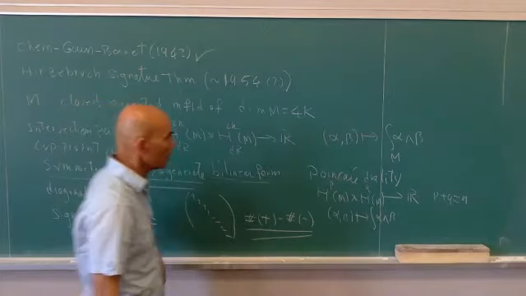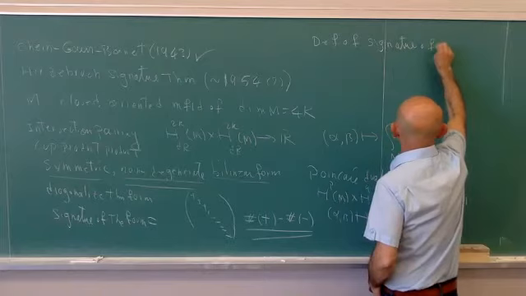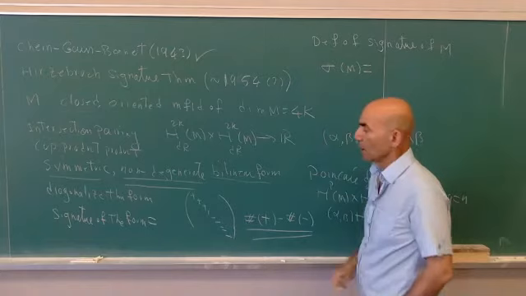Then you apply this idea in this case. So you define the signature of manifolds. This is the definition of the signature of M. The signature of M is equal to the signature of this intersection pairing.